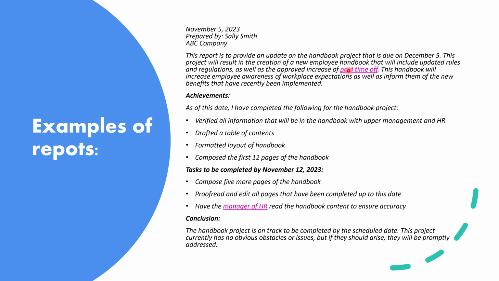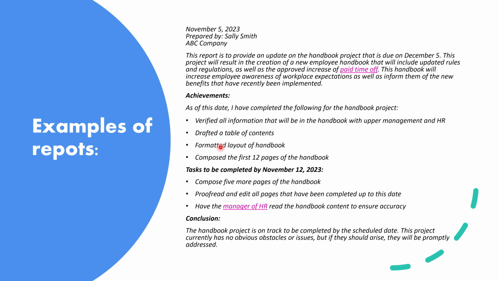So this is actually maybe a formal introduction to a project that has been under discussion lately in the company, and these are maybe the up-to-date improvements or edits that happened to this handbook to fulfill the needs of the company. So these are the achievements up till now. As of this date, I have completed the following. So the project is ongoing.